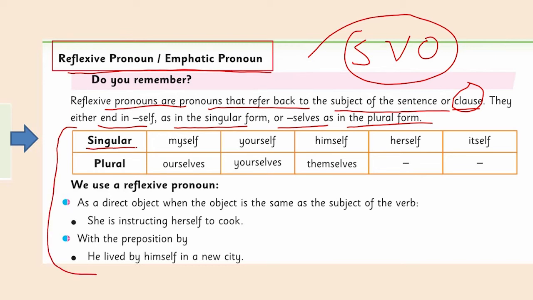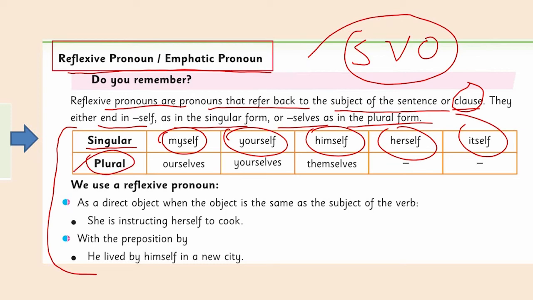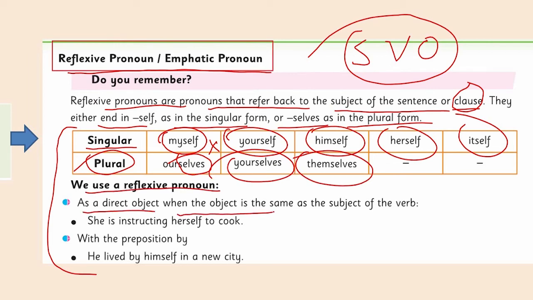So look at here, singular, when we use reflexive pronouns that refer back to the subject of the sentence. We use in singular myself, yourself, himself, herself, itself. In plural form, what do we do? We just cut this f here, remove f and add -selves. Ourselves, yourselves, themselves.